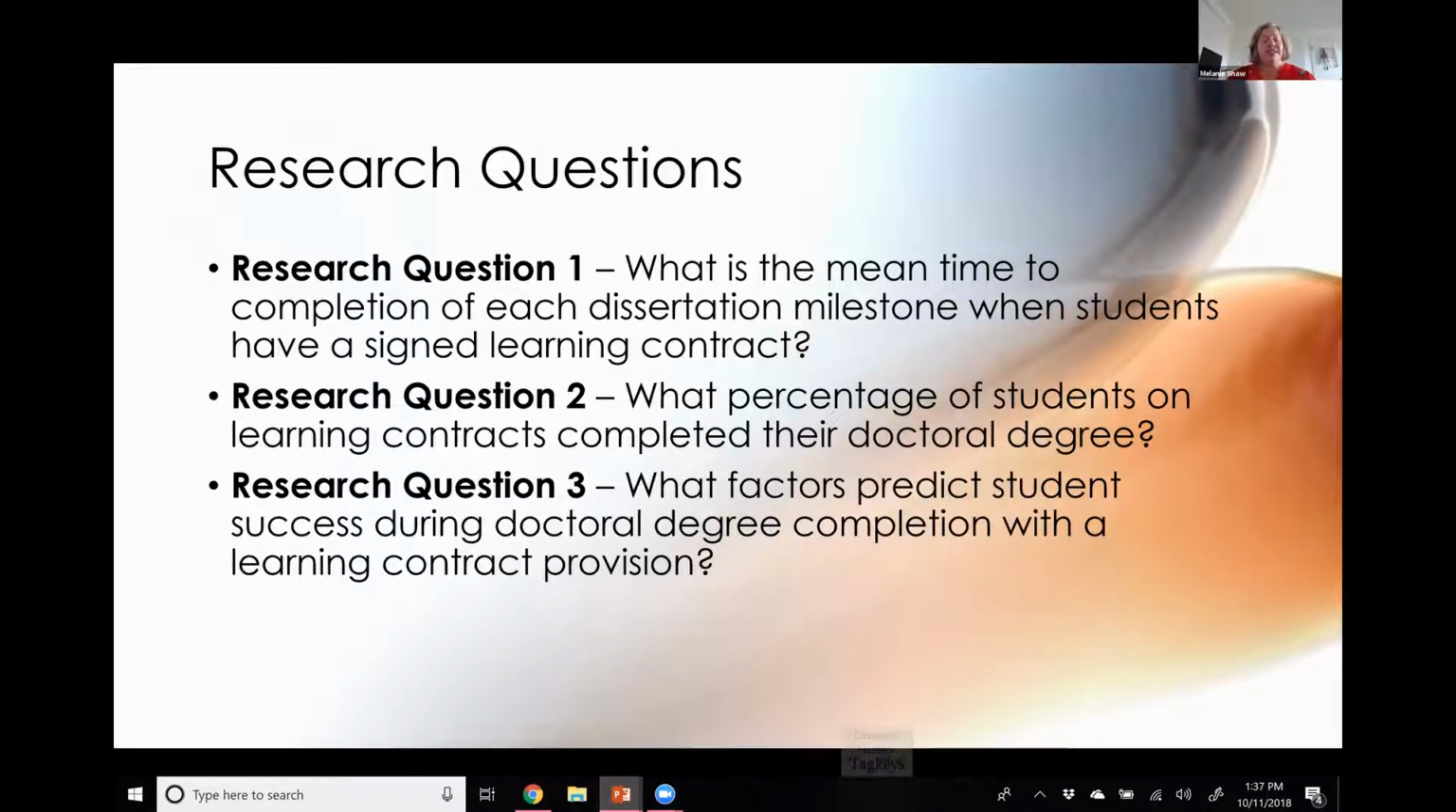The research questions that guided the study that we conducted around this were: what is the mean time to completion for each dissertation milestone when students have signed a learning contract? And then we wanted to know what percentage of those students were successful in completing their doctoral degree. And then if there were any factors that predicted student success with these learning contract specific students.